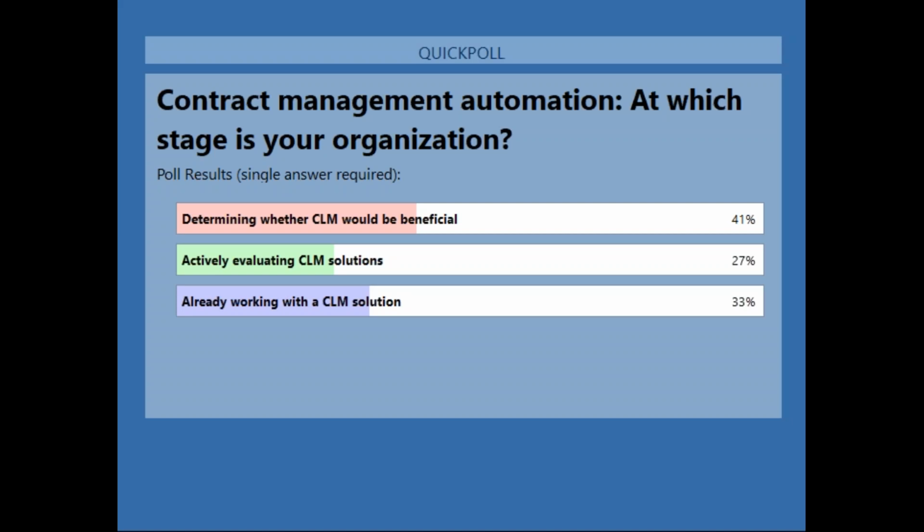Yep. So indeed, Arthur, yes, we have the results in. Actually, a not uneven split here. We have 41% who are determining whether contract lifecycle management would be beneficial, and I suspect some of those may be people who have even tried it before and been somewhat disappointed. 27% who are actively evaluating, and 33% already working with a CLM solution. So 68%, I suppose, well, 67% actually, arithmetically, would be in the evaluation stage.